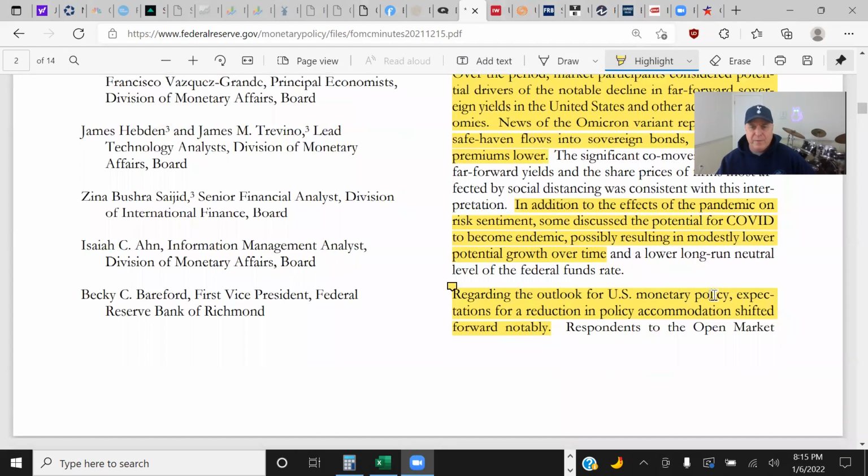Regarding the outlook for U.S. monetary policy, expectations for reduction in policy accommodation shifted forward notably.